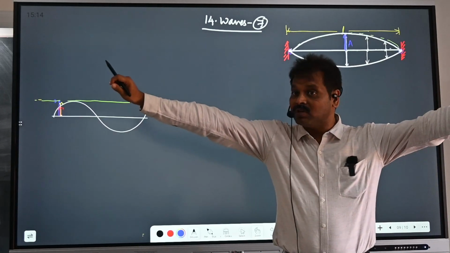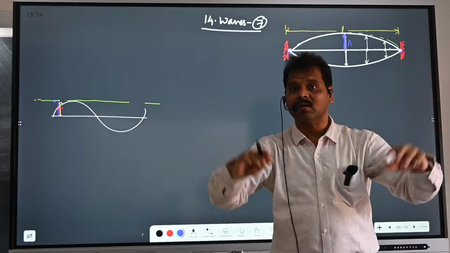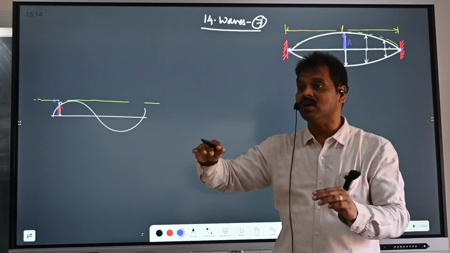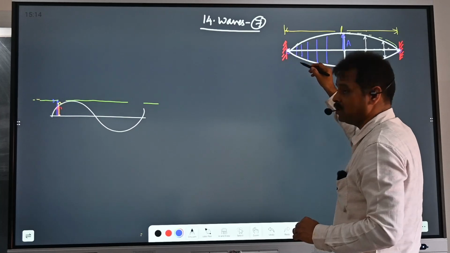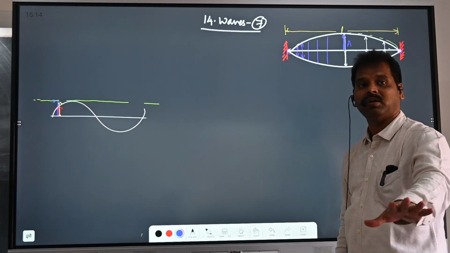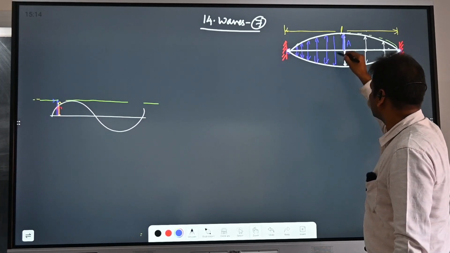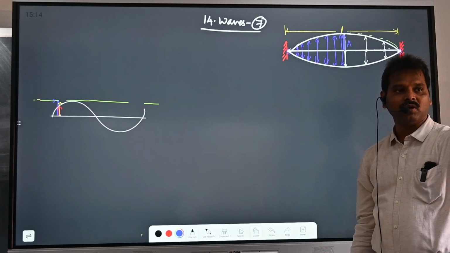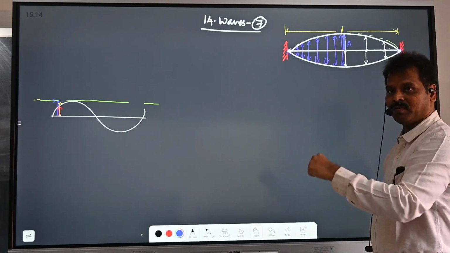The string which is fixed at both ends, if you pluck at the middle point, those 2 points will never vibrate. But the middle portion will vibrate. The next portion vibrates a little bit, the next portion a little bit. Lifelong, during this entire vibration, these particles will vibrate only this much. They cannot go beyond this point. Understood, students? In a traveling wave, each particle will get a chance to reach maximum amplitude.